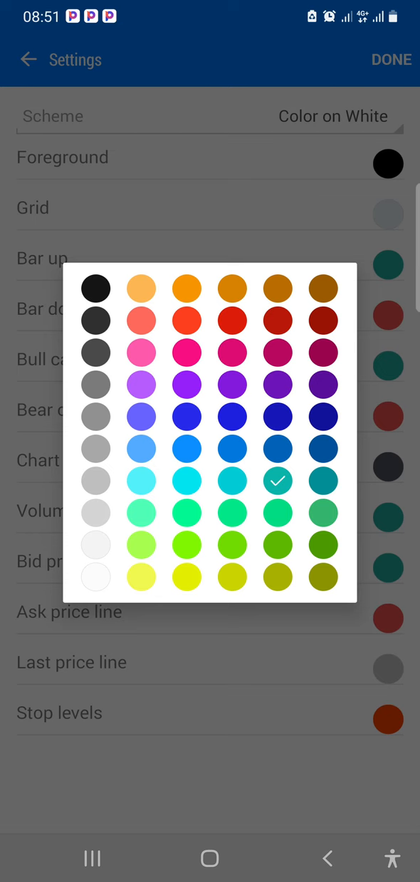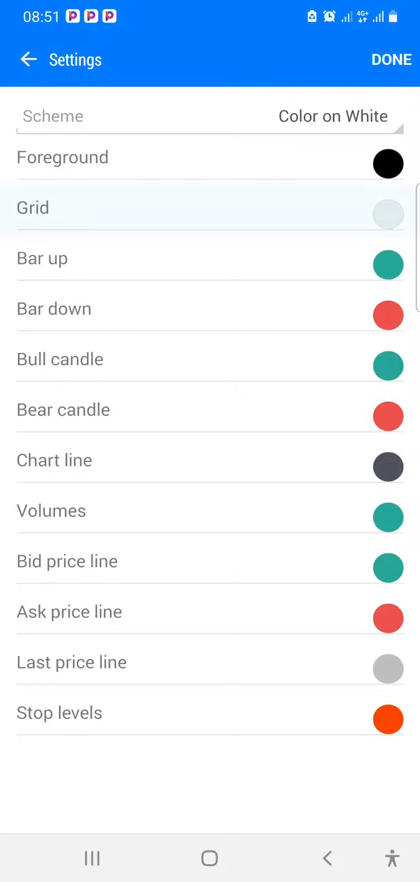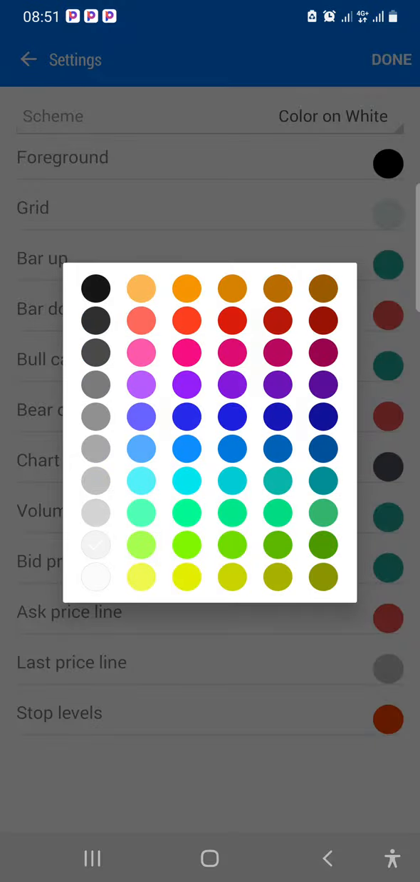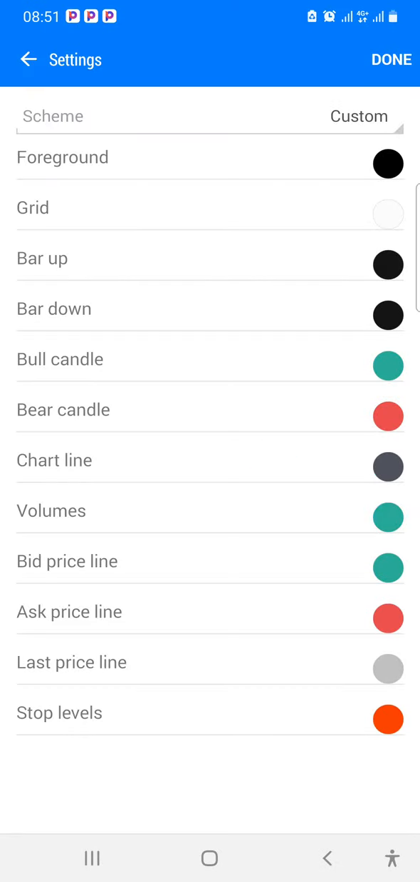I like using a black background, but you can customize it to something mature that you like: grid white, bar up black, bar down. This is another alternative which I use: bar down black, bull candle white, bear candle black.